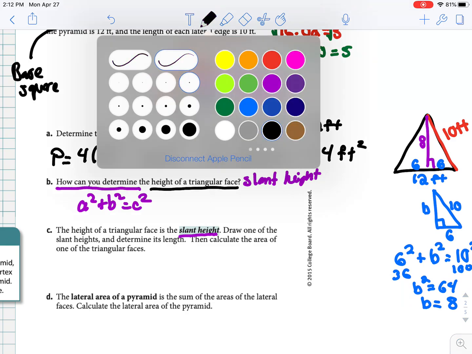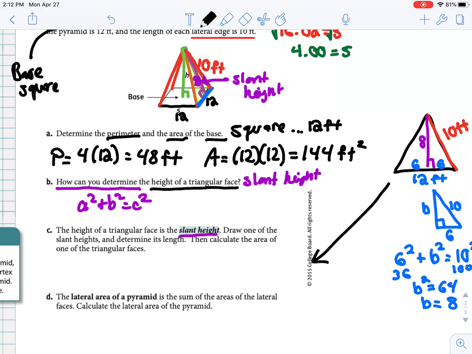Okay, if you look back at the triangle that I drew off to the side here, what I need to do now is find the area of that triangle. And we know that area of a triangle is 1/2 base times height. And we know that the base of this triangle was that 12 feet. Remember, the base is going to be the entire bottom there. And the height of this triangle was 8.